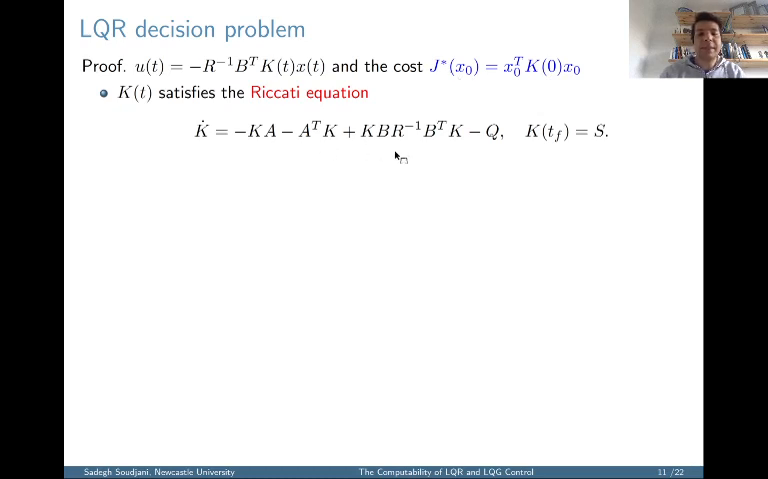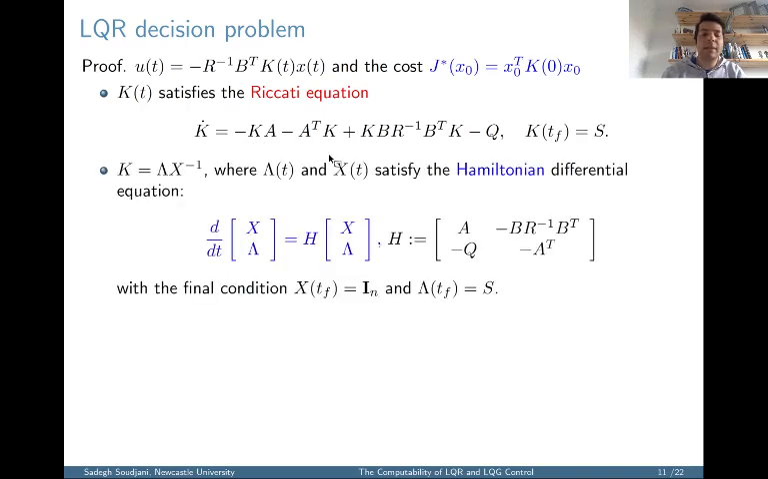But this representation is not useful because it doesn't give us a nice representation for the solution of this nonlinear Riccati equation. We can use another representation of the solution, which is the multiplication of two matrices for K. So K is equal to the multiplication of lambda times X inverse. This lambda and X should satisfy the Hamiltonian differential equation. So it's a linear differential equation with some particular matrix H here.